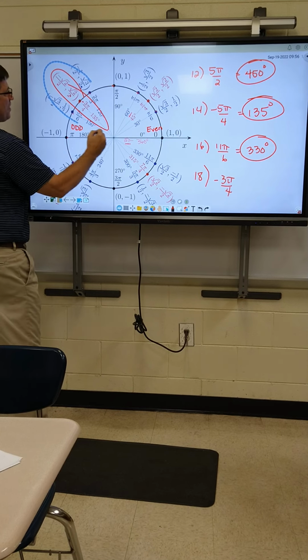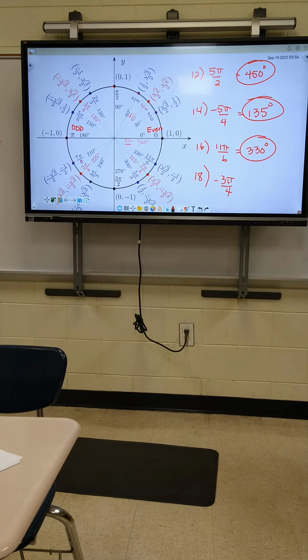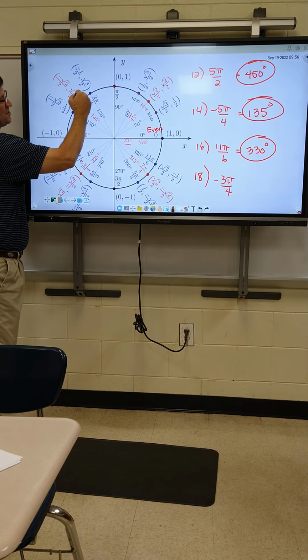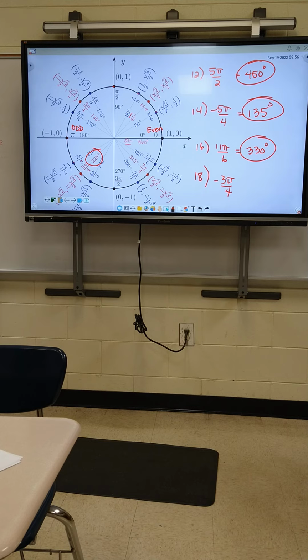So first find positive 3 pi over 4. Where is that? All right, here it is, right here. 135. So what is negative 3 pi over 4 going to be? 240. If you want to count from here, 1, 2, 3, 4, 5, 6. So go backwards 6, right here, 225. I said 240.